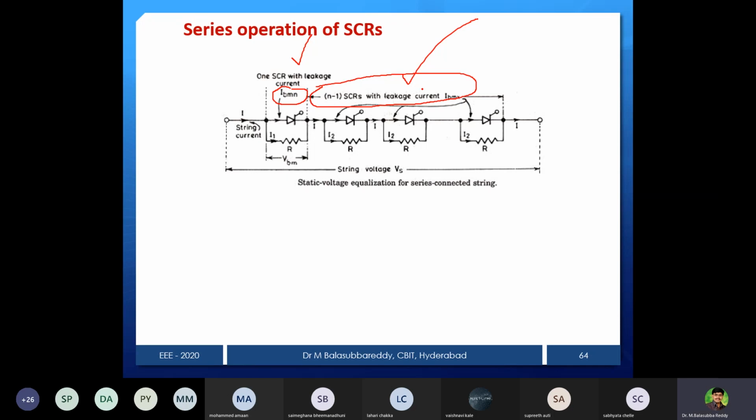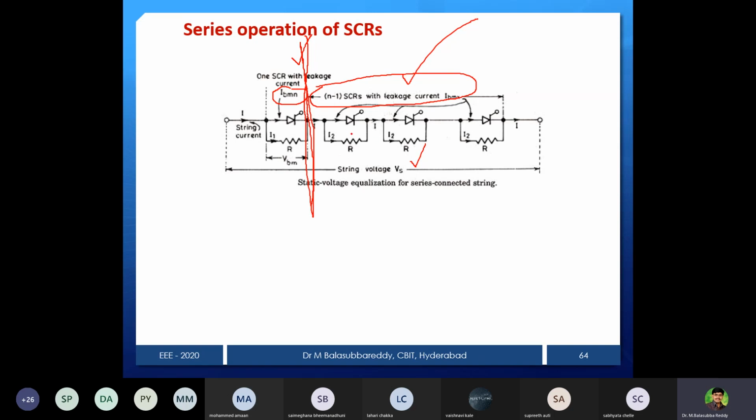So therefore, how will you get the total string voltage? Voltage across SCR1 plus SCR2 plus SCR3 and so on. So instead of adding that, I divided it into only two parts. One part is only one SCR, the other part is the remaining n minus 1 SCRs. So for this one part I consider the voltage across it as VBM, and the remaining n minus 1 SCR voltage drop I can consider as I2 into R plus I2 into R.